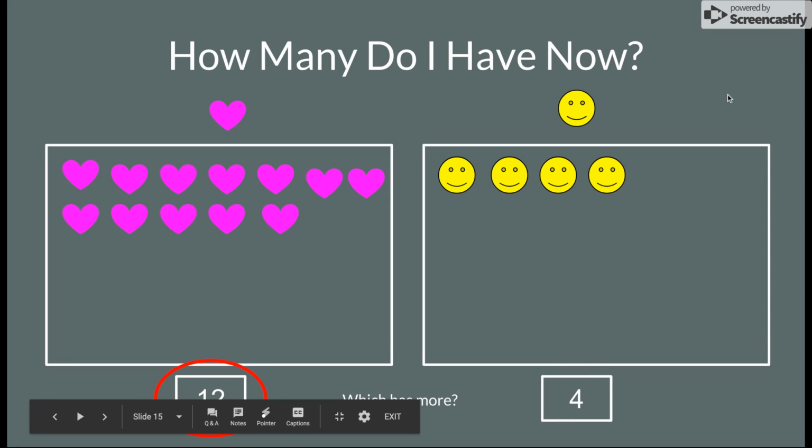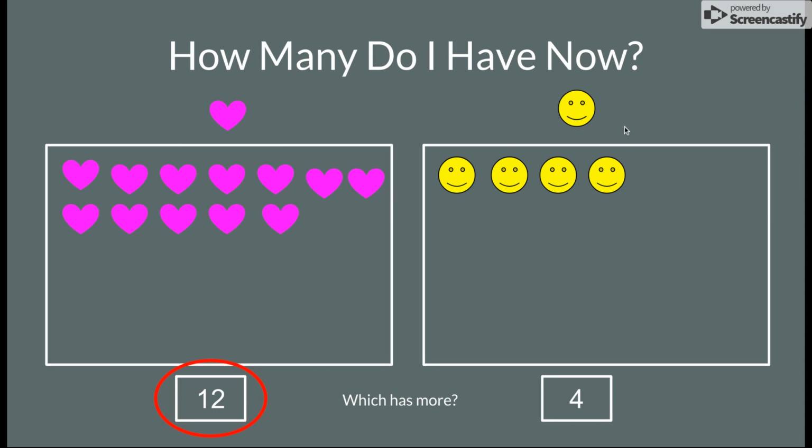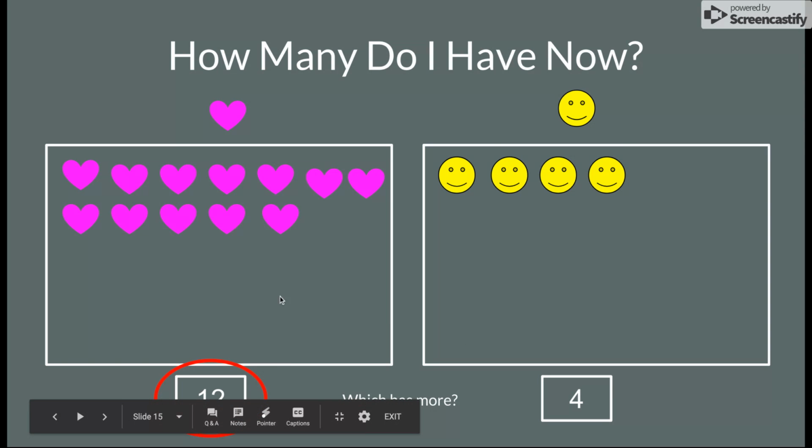And then the question down here, which has more? Okay, so we can visually see here there are more hearts than there are smiley faces. So then we would circle the 12 to show that there are more hearts than smiley faces. We can also say which has less. And in this case, we would circle the 4 since there are 4 smiley faces.